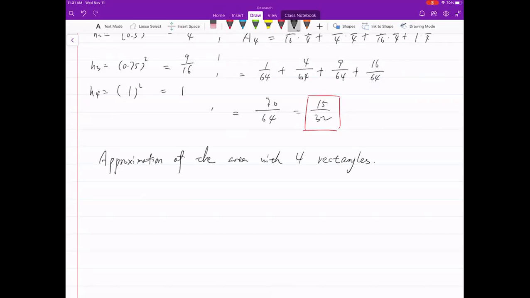Are you happy? That's my approximation. Is it accurate? No, definitely not. Okay. How do you make it better? Let's do 10 rectangles. That's definitely going to be better, right? What about 100 rectangles? That's going to be even better. Okay. What's the best? 1,000? 1,000,000? Do you see where this is going?